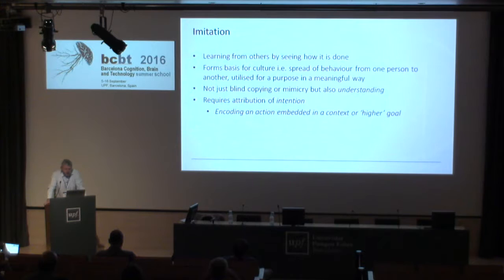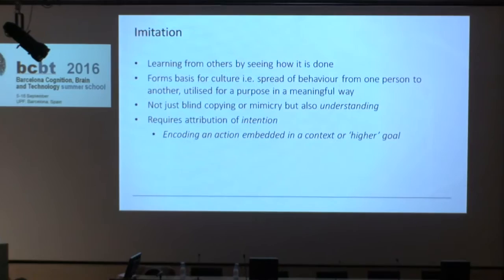So what is imitation? As I've said, imitation is not just blind copying. And we need to make the distinction, when we're thinking about imitation, between blind copying and learning from other people to see how something is done. Imitation forms the basis of culture, but when we copy the behavior of somebody else, we utilize that behavior for some purpose in a meaningful way. That behavior has to have some relevance to us, and we copy it. And so what we need is some understanding of that behavior.